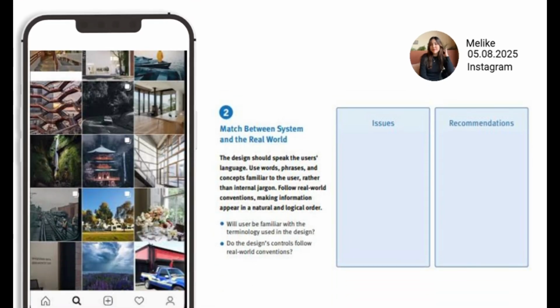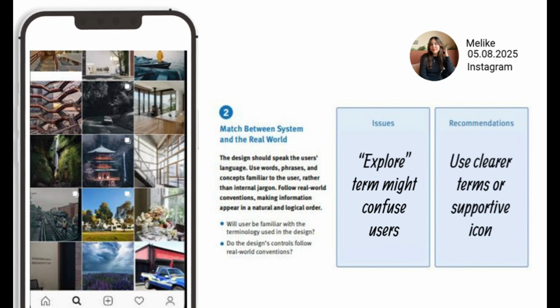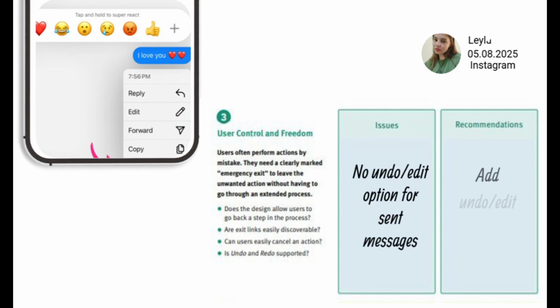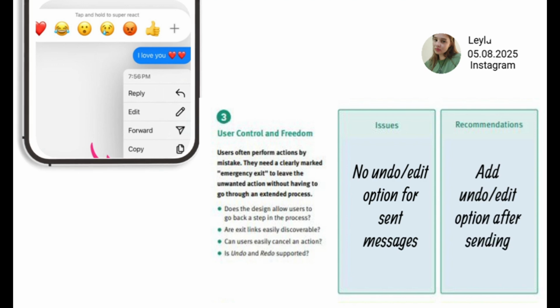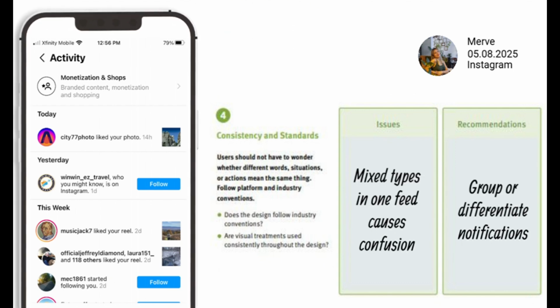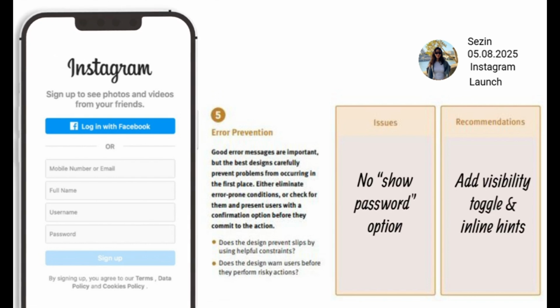Malik observed that the term explore might confuse new users, but the search icon helped bridge the gap. Layla noted that once a message is sent in direct messages, it can't be unsent or edited, though deleting a thread offers some control. Merv found inconsistent design in the Notifications tab, where different types of notifications appeared together, which could confuse users. Cezanne pointed out that the lack of a Show Password option increased typos, but Instagram's prevention of empty fields was a good example of error prevention.